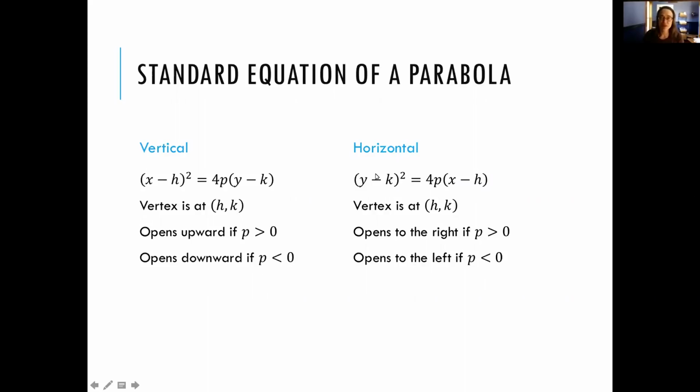We also know that we can have horizontal parabolas, and those occur when y is squared. And so our standard form is y minus k squared equals 4p times x minus h. Again, the vertex is at (h, k). Notice that h always goes with x, k always goes with y. This will open to the right if p is positive, and to the left if p is negative.